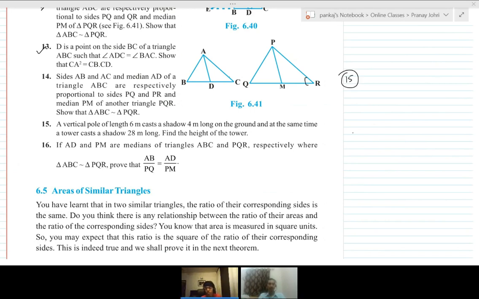Okay, so the height of the other tower will be 42 meters. Yeah, that's right. No need to solve.